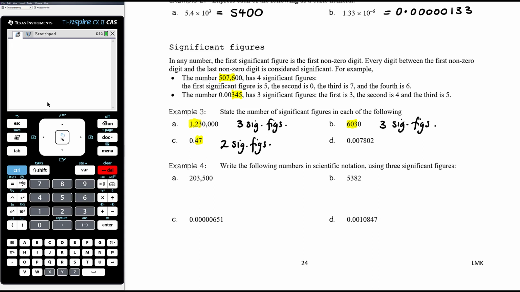And then 0.007802: the first non-zero digit is 7, the last non-zero digit is 2, and everything in between is significant, so this has 4 sig figs.